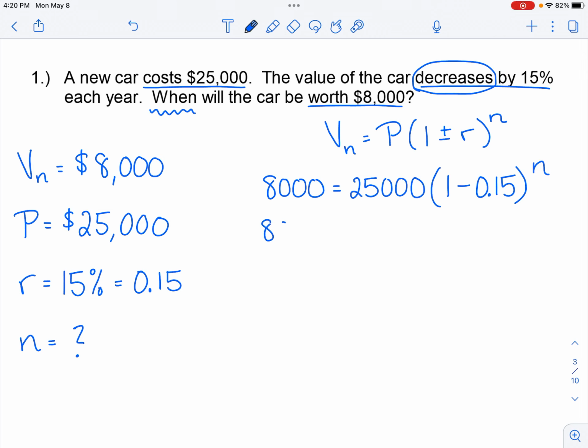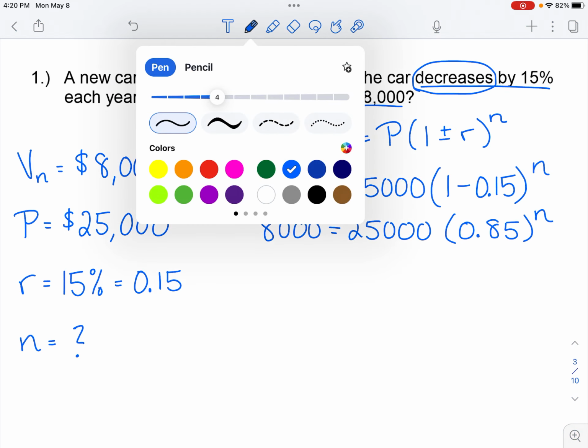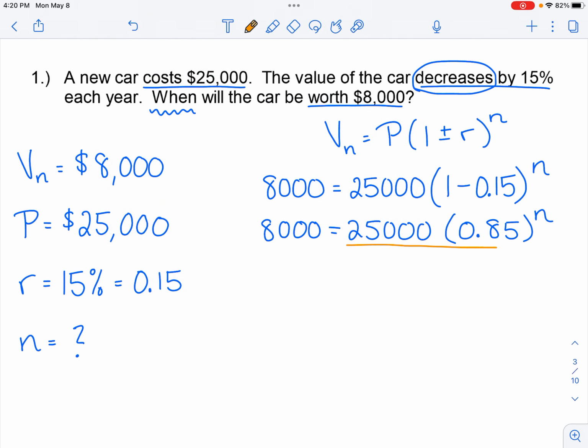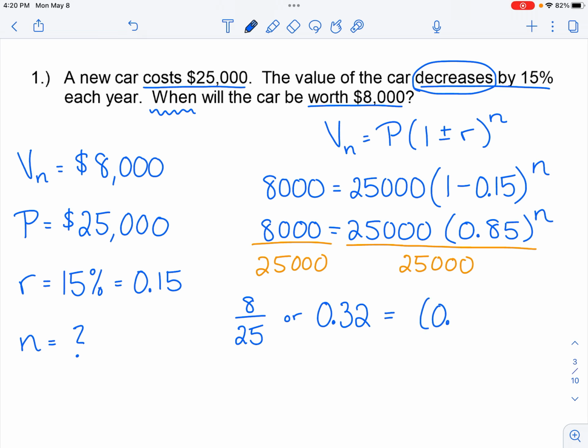Now this will be slightly easier if I make this say 8,000 equals 25,000 times, making this base 0.85 by doing the subtraction. We want the exponential to be by itself, so we want to divide out the 25,000. When we do 8,000 divided by 25,000, we can leave that as 8 over 25, or in this case, it comes out to a nice decimal, 0.32. I can use either the fraction form or the decimal form, whichever you're more comfortable with. It does not matter which one you go with.